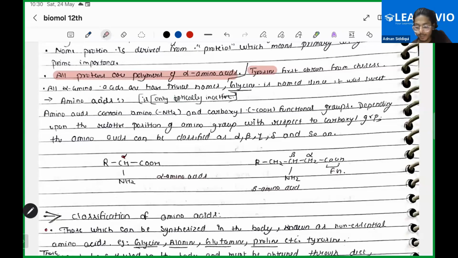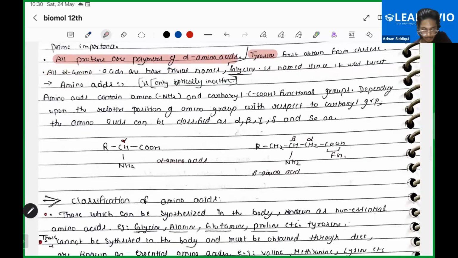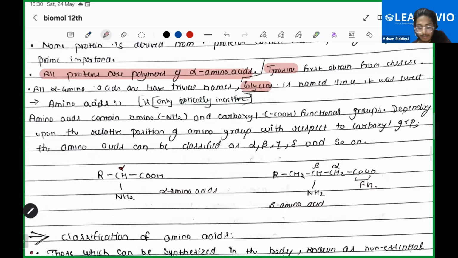Tyrosine was first obtained from cheese. Tyrosine amino acid was first obtained from cheese. Right? All amino acids have trivial names. Like if we are talking about glycine, glycine is named since it was sweet, right? And one more thing, glycine is the only optically inactive amino acid. All the other 20 amino acids are optically active. Only glycine is optically inactive, right? One important point, sir: which amino acid is optically inactive? Glycine, right?